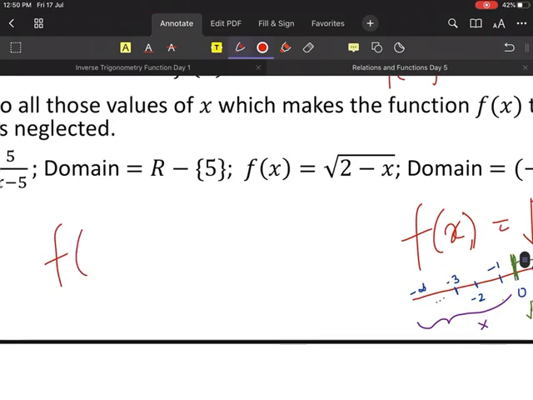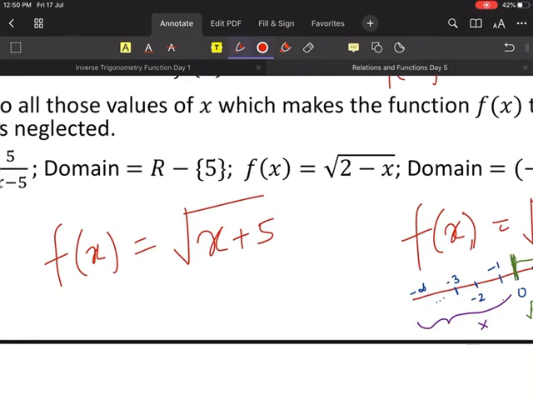Very good. Now I have a question for you guys. Let's see who can answer. If I say f(x) is equal to root over x plus 5, can you tell me the domain of this function?